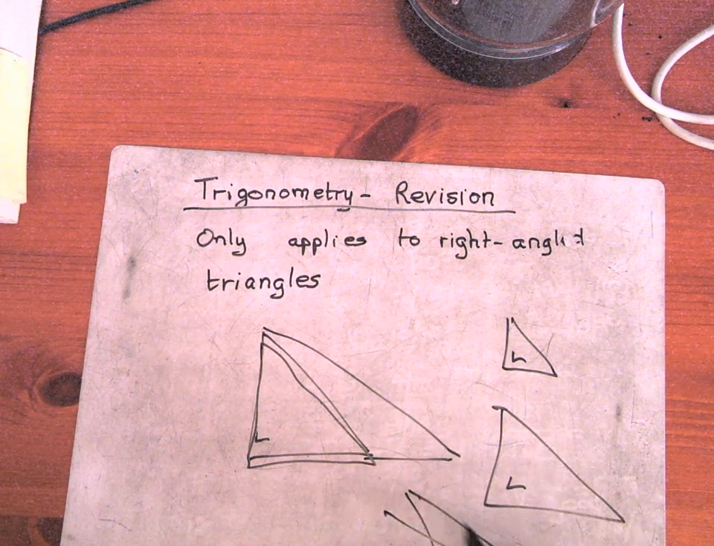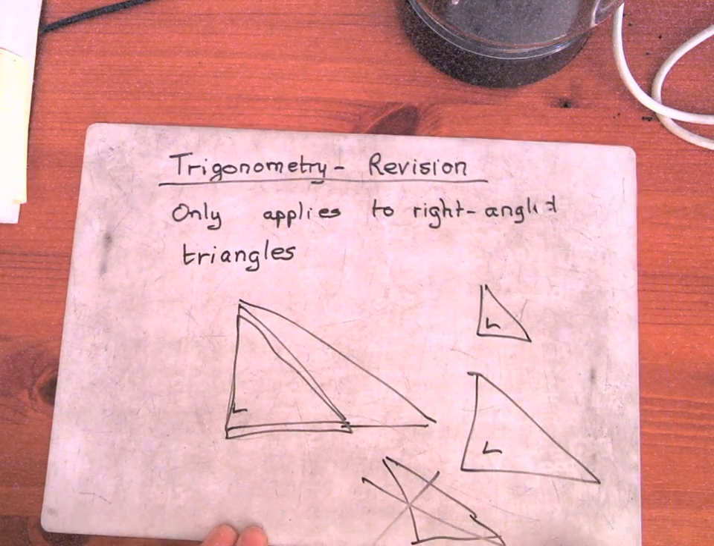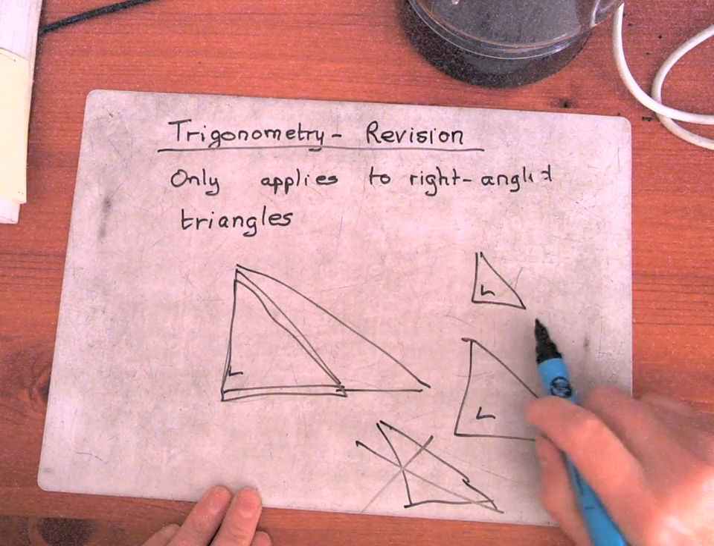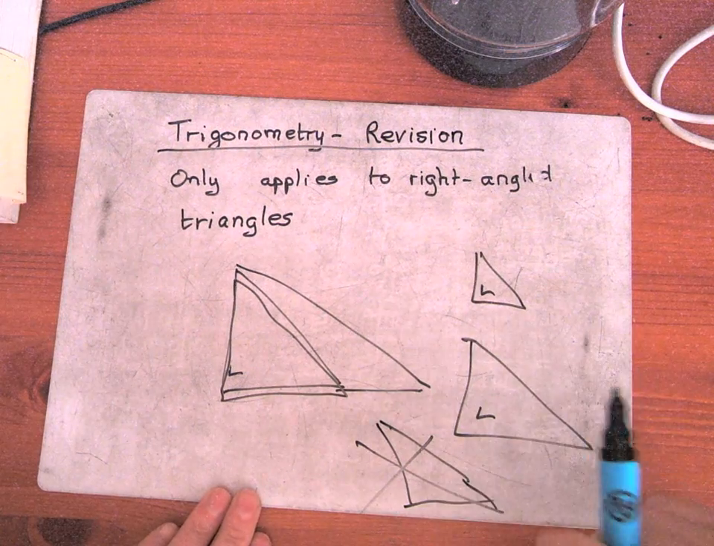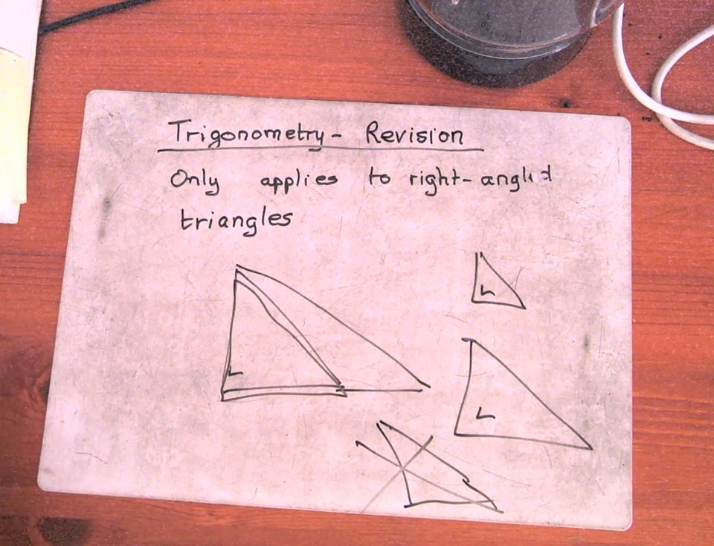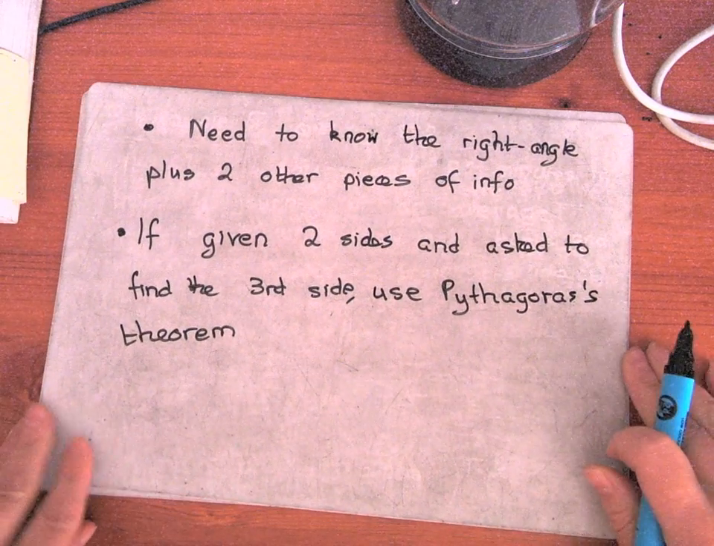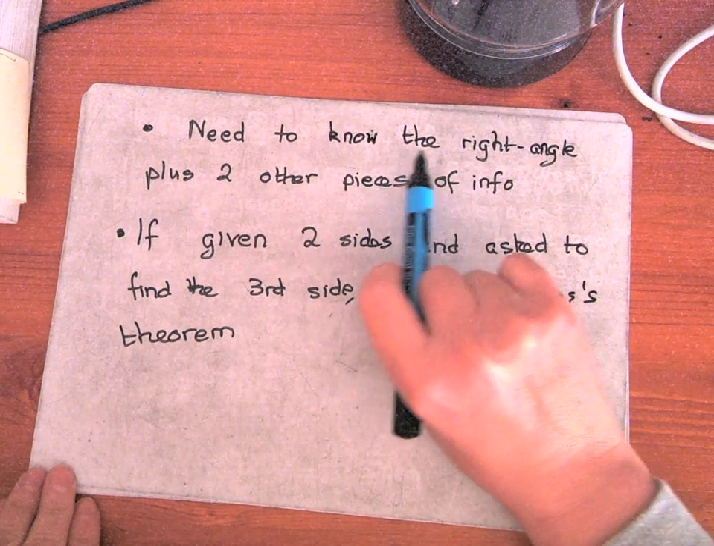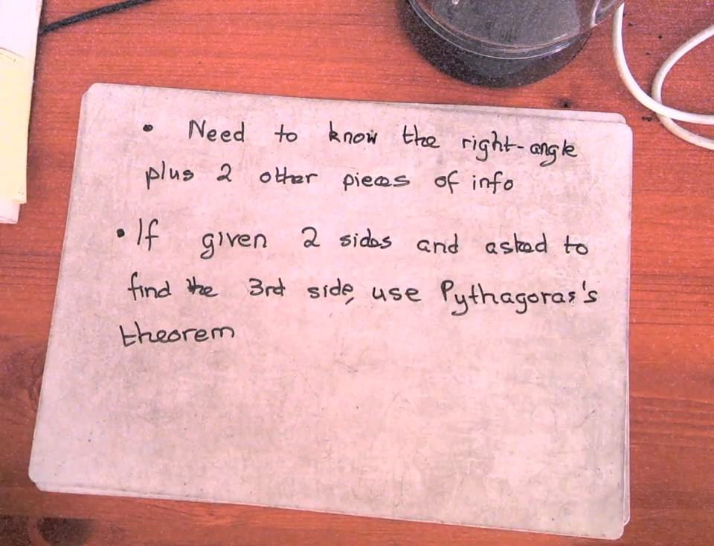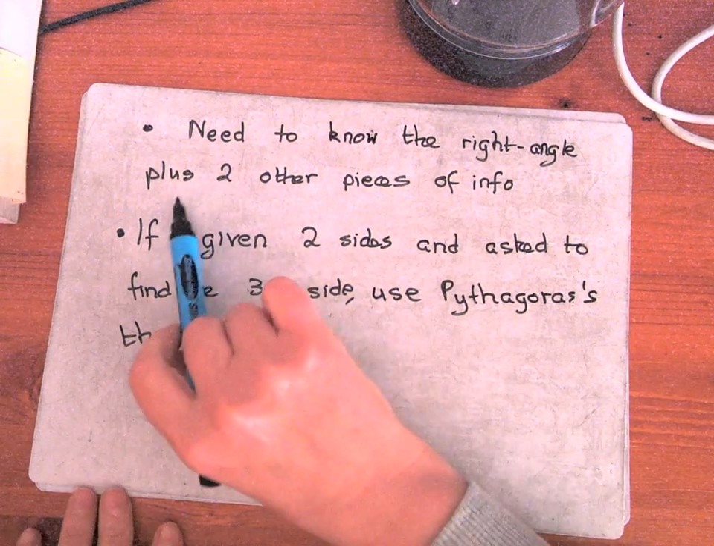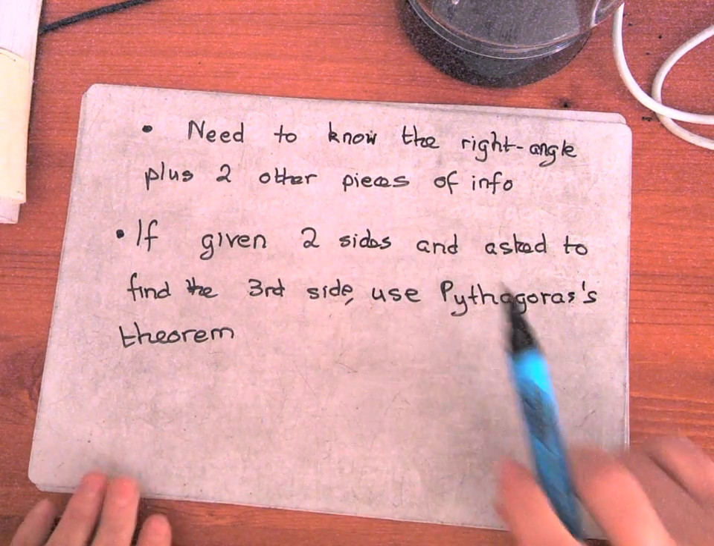This is not a right angle triangle, so you cannot use this triangle. So you can only work in the right angle triangles. Remember that for trigonometry. So when you're working on your triangle, you need to know three pieces of information, where one of the pieces of information is the right angle. So you need to know the right angle plus any two other pieces of information.